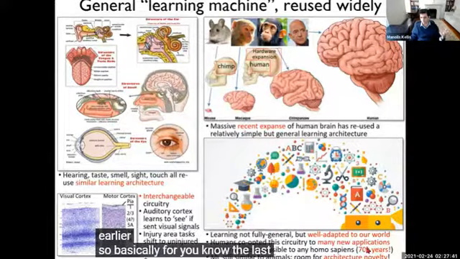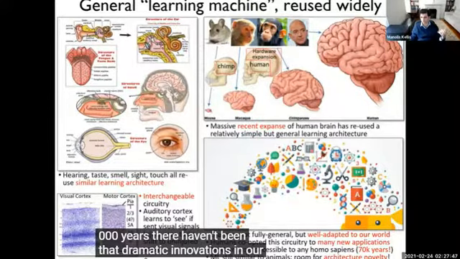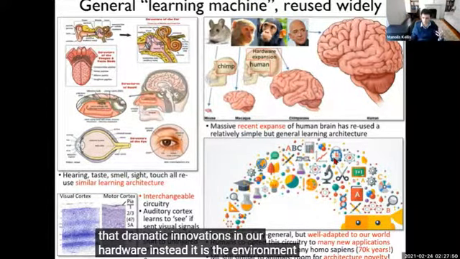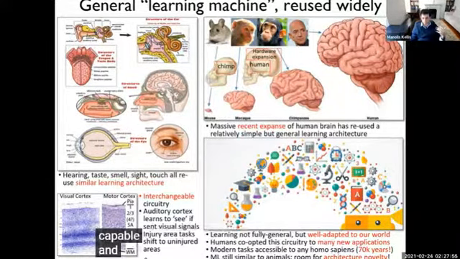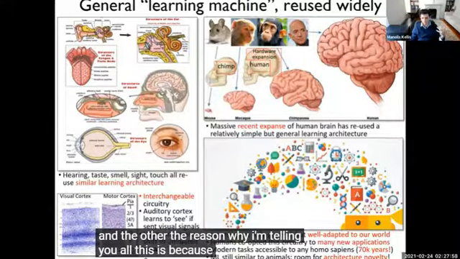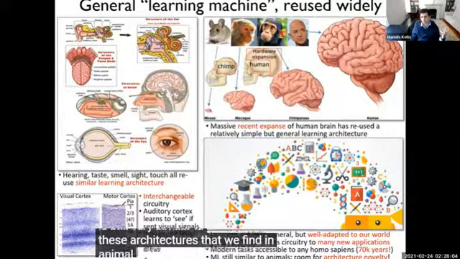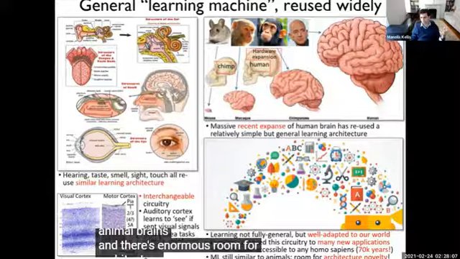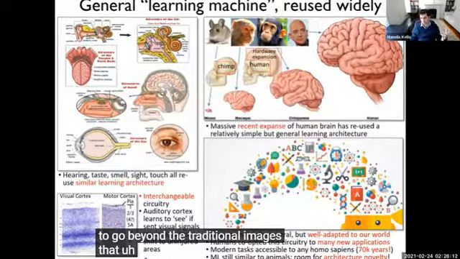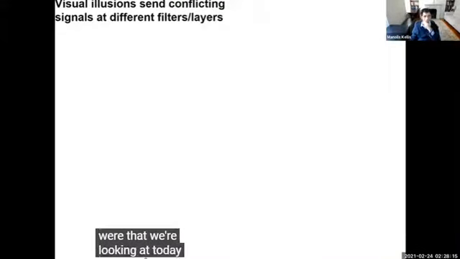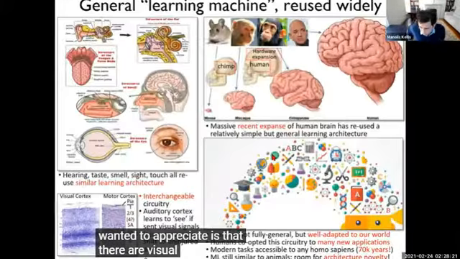So basically for the last 70,000 years, there haven't been dramatic innovations in our hardware. Instead, it is the environment that we inhabit that has made us so cognitively capable. And the reason why I'm telling you all this is because machine learning is still very similar to these architectures that we find in animal brains. And there's enormous room for architecture novelty to go beyond the traditional architectures that we're looking at today.